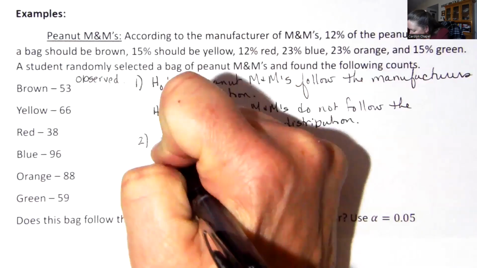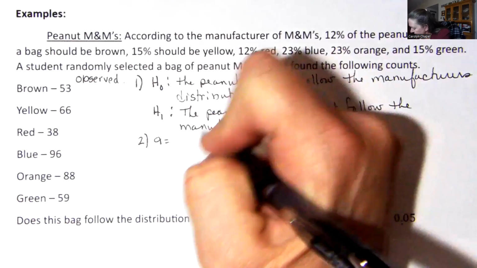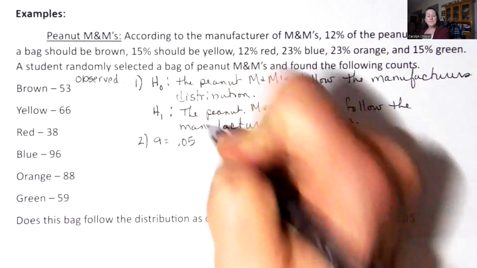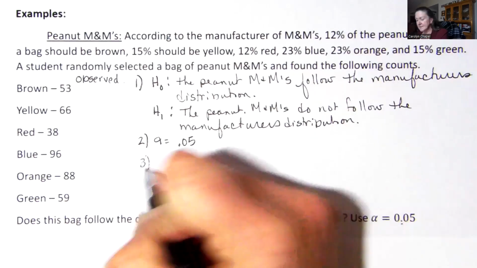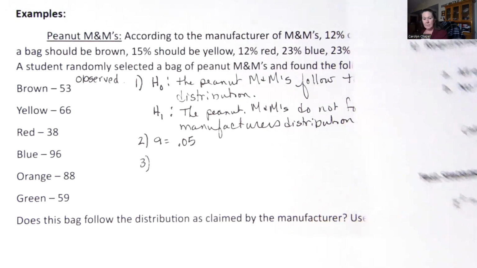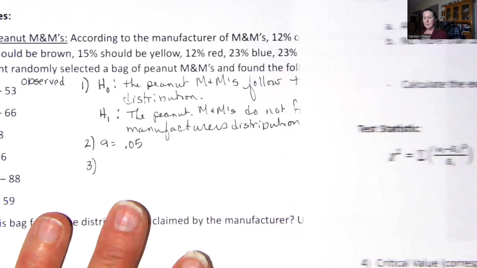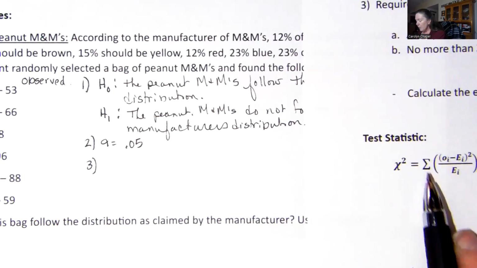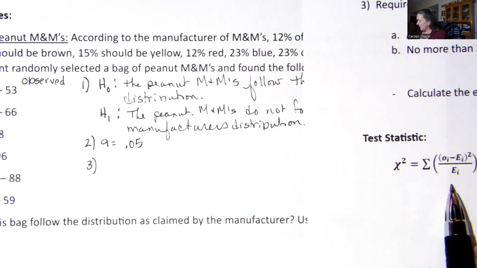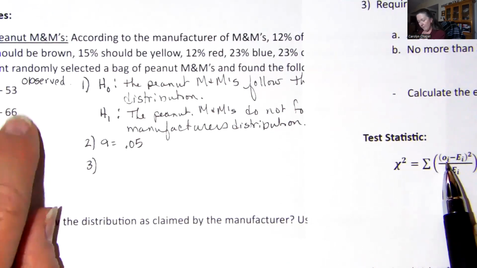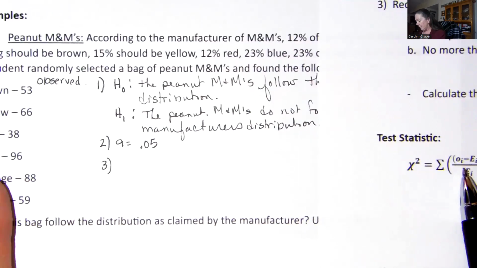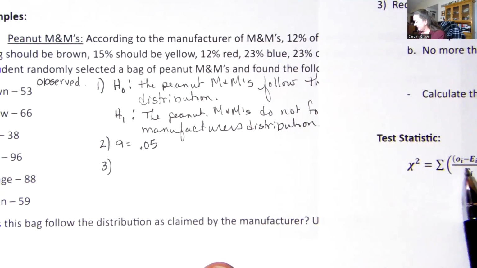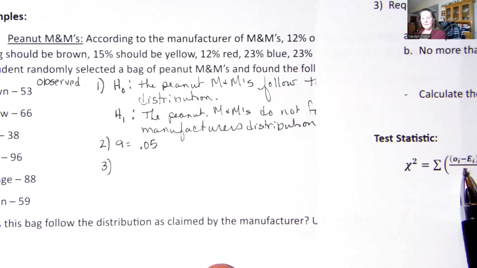Step 2 is to find that alpha level, and our alpha level is going to be 0.05. Step 3 is to do that test statistic. So I'm going to pull this off to the side here, pull my sheet back again. We have to do all of this stuff. So I have my observed, those were the counts in the problem that the student got when he counted his M&Ms, but we do need all these expected.